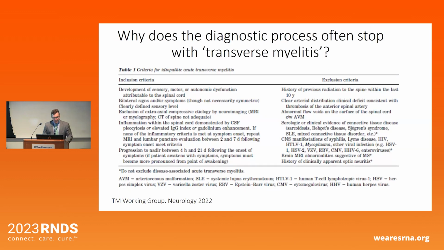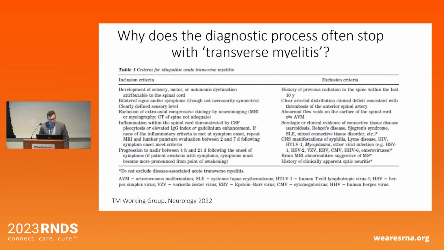And why is this happening? Why are we hitting that block and stopping at transverse myelitis and not moving on to the other tests? Well, some of it has to do with the fact that some of our testing, and I actually have the year wrong there. This is 2002, not 22. But this is the criteria that we're using to diagnose idiopathic transverse myelitis in today's world.